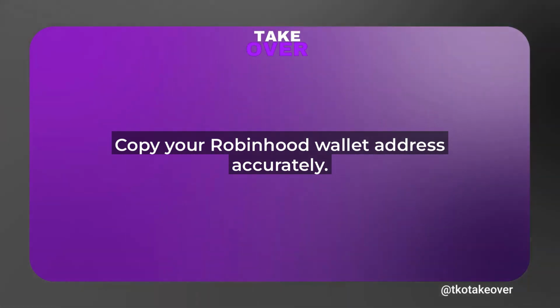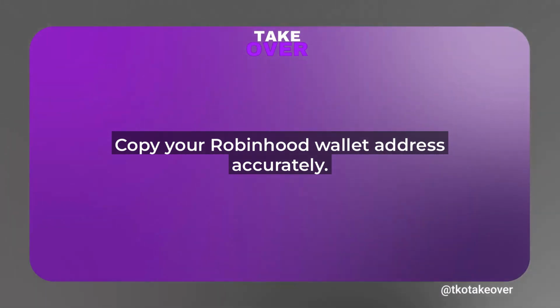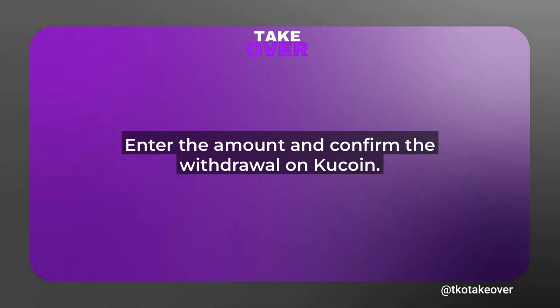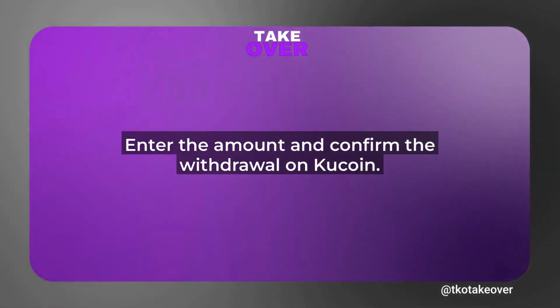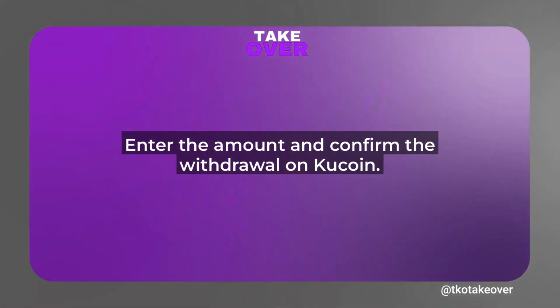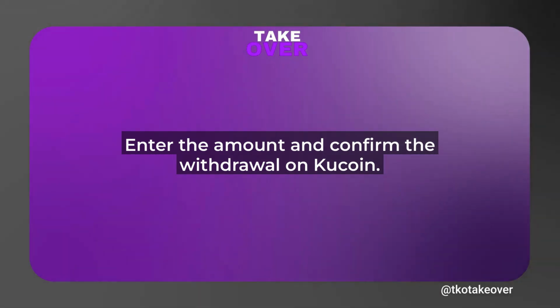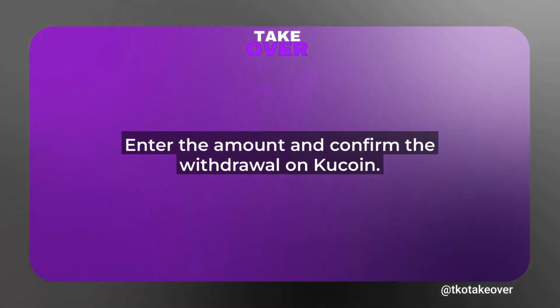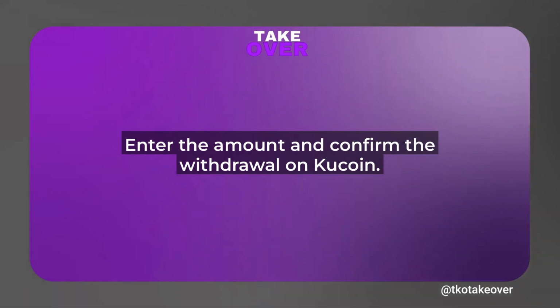Enter the withdrawal amount you want to send, but remember to leave enough for network fees, which can vary. Now, grab your Robinhood wallet address. Log into your Robinhood app or website, go to your crypto wallet, and copy the USDT address. Paste this carefully into the KuCoin withdrawal form. Double-check for any typos, as crypto transactions are irreversible.